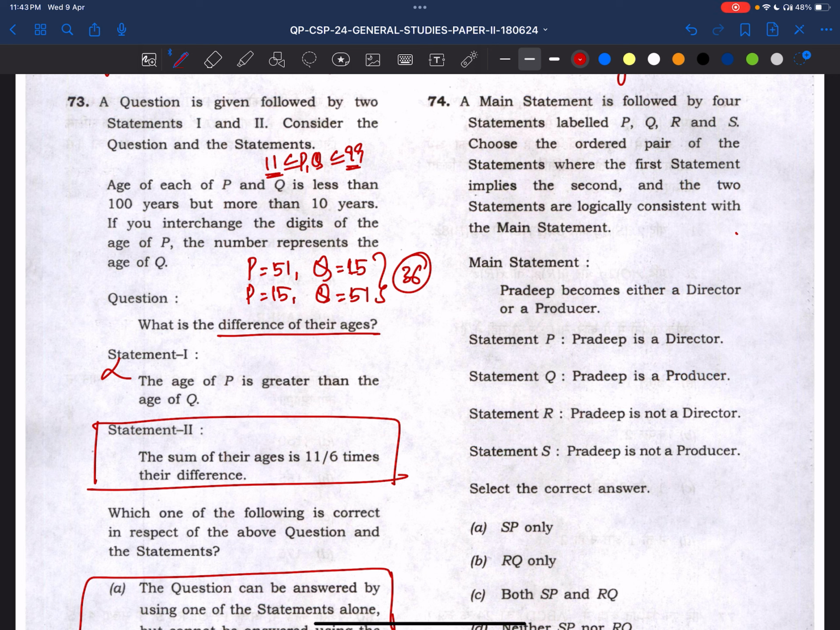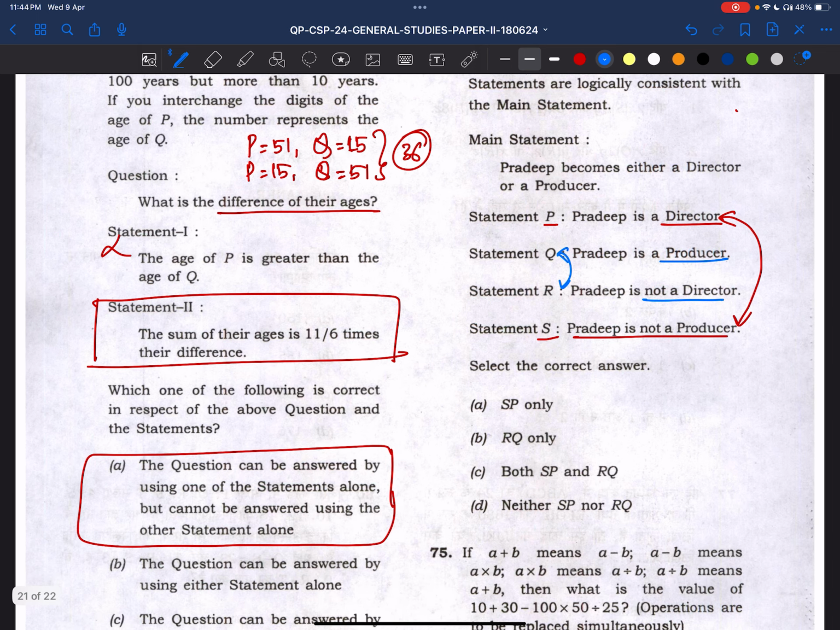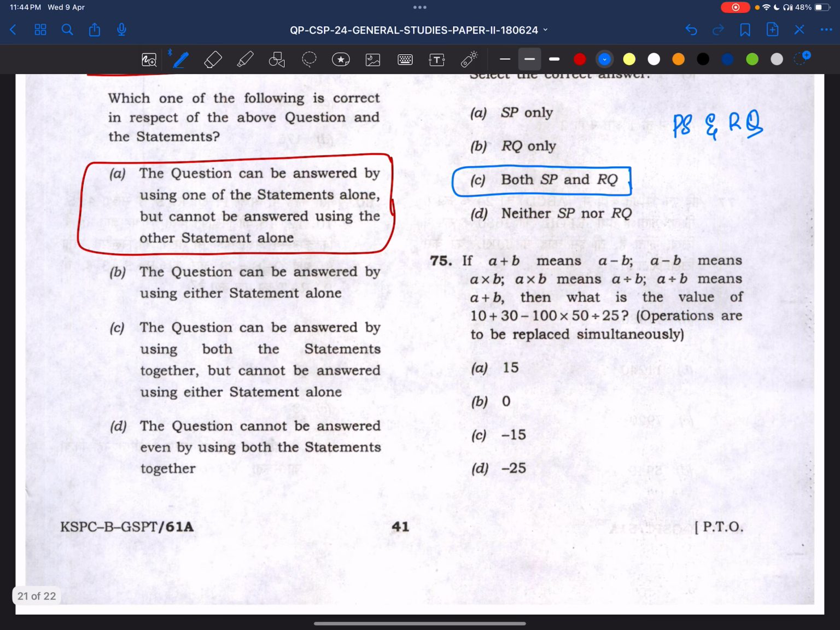Now see, what is statement P? Pradeep is a director. So, Pradeep is not a producer. See here, Pradeep is not a producer. That means these 2 statements are inconsistent, logically. Pradeep is a producer, so he cannot be a director, right? So here Q and R are consistent. That means the pairs are PS and RP. Alright. So answer is C.